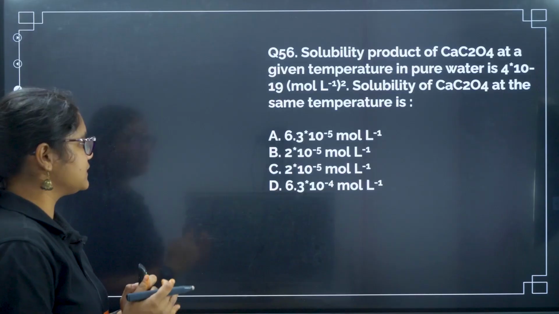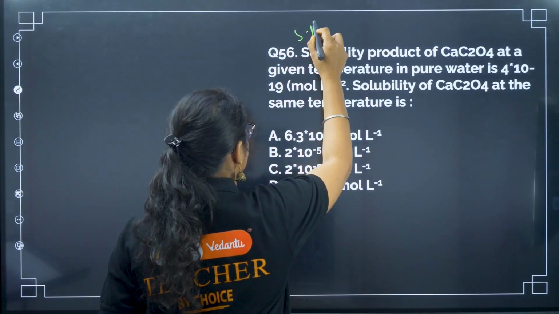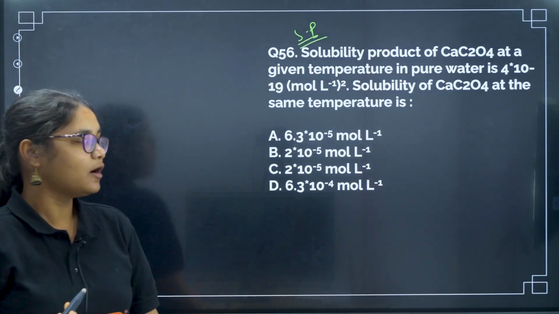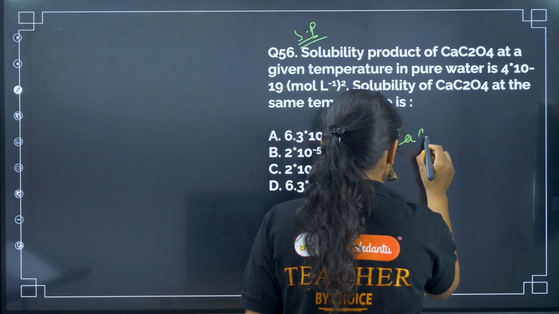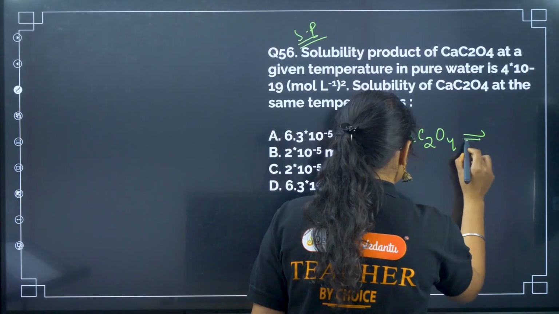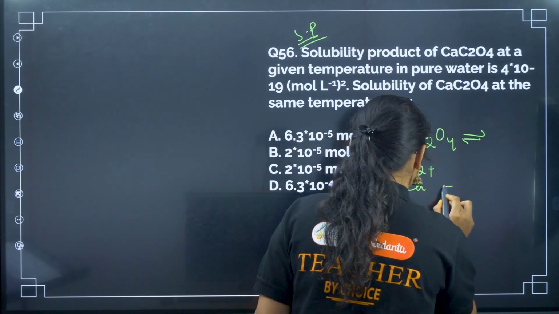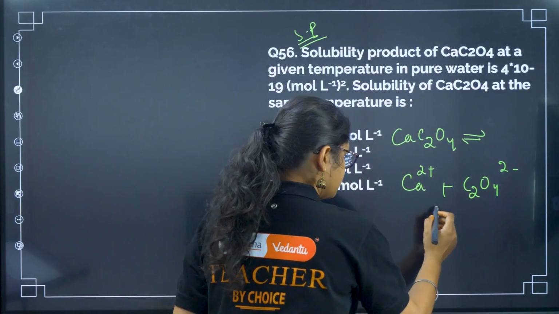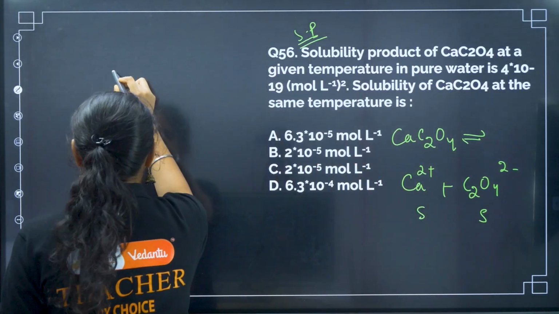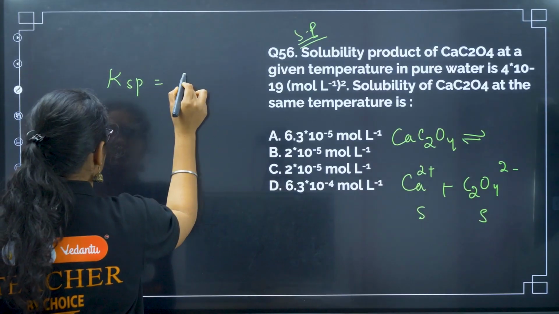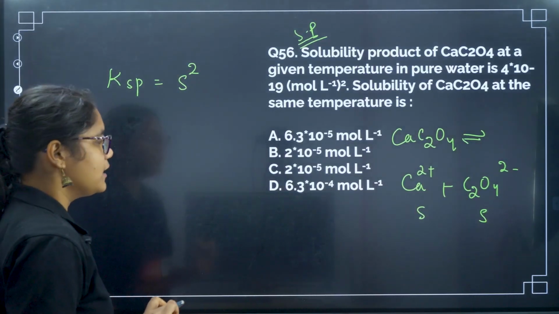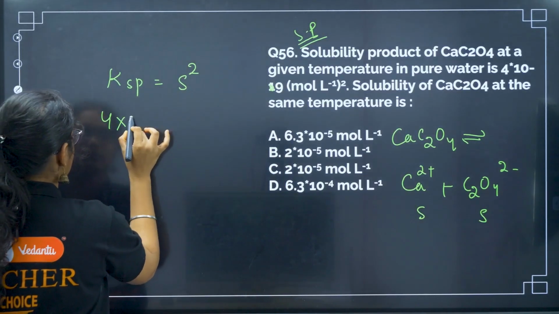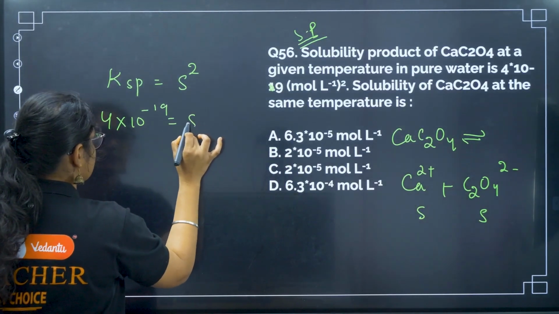Now let us see question number 56. This question is from your solubility product. Okay, this is a very easy question. If you see calcium oxalate, how will it dissociate? It will dissociate as Ca2 plus and C2O4 2 minus, right? So now if this solubility is S, this solubility is S, so what I can say, KSP is equal to S square. Now KSP value is given, actually this was 4 into 10 to the power of minus 9. So 4 into 10 to the power of minus 9 is equal to S square.